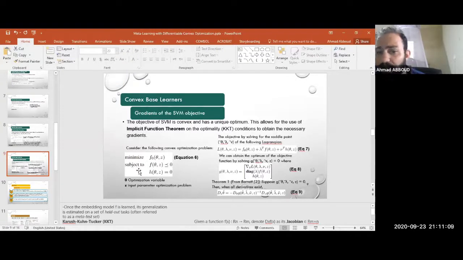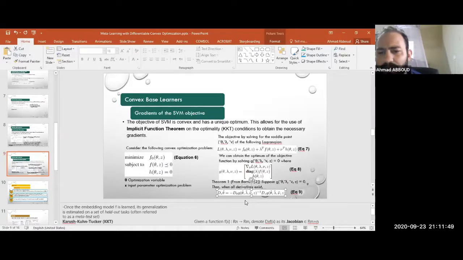This is a general convex optimization problem which can be formulated here. Here is the Lagrangian formulation, where z, lambda, and nu are the parameters which need to be optimized. And this is an optimality point. The optimum point equals 0 when we differentiate over those parameters. And so this theorem can be solved based on this Jacobian equation here.